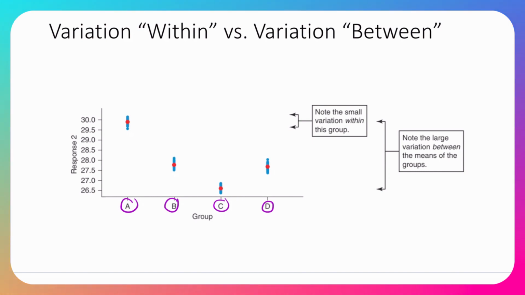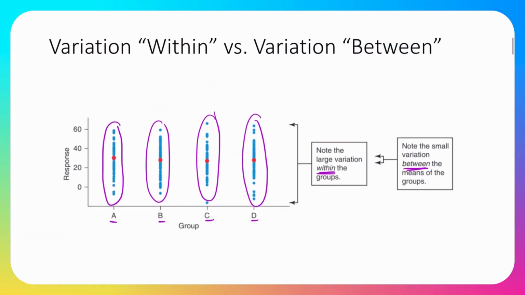Let's think about why this graph is so different in appearance than the first graph. In this graph, notice that there's small variation within the group. Within each group, there's not a lot of variation. However, between the groups, there's large variation. So this picture would lead us to think, oh, the groups are different. Why is that? Because the variation between the groups is large, whereas the variation within the groups is small. This first picture would lead us to think, nah, these groups are pretty much the same.